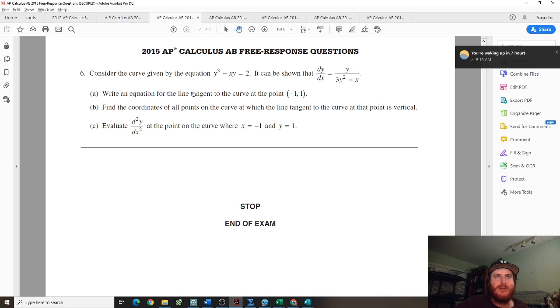Part A was write an equation for the tangent line, x1, y1, and m. Part B was find all points where the tangent line is vertical. You would take the denominator of the slope, set that equal to 0. And then part C was find the second derivative, which is where we do quotient rule here with implicit, and we'd have to plug it into itself. So that was kind of a trickier one.